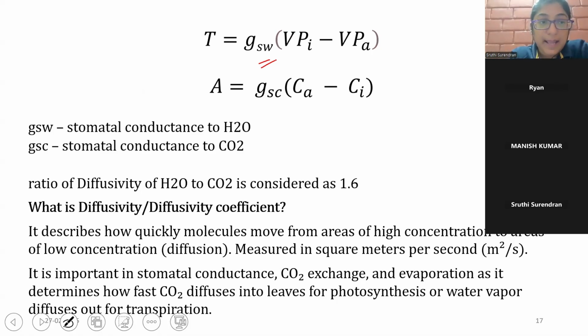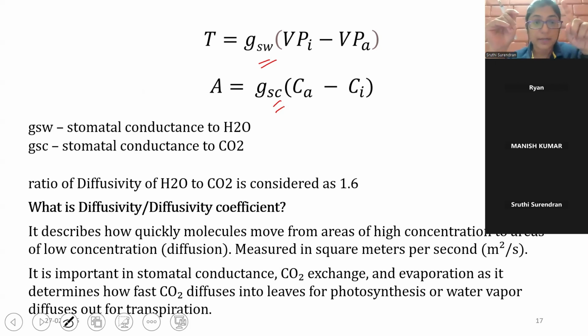water molecules. Here A is the assimilation rate or photosynthetic rate, which is a product of the stomatal conductance to carbon dioxide and the concentration gradient of the carbon dioxide between atmosphere and what is inside the leaf. Now, we know that carbon dioxide molecules are bigger than water molecules. It has a molar mass of 44 grams per mole, and water molecule has only 18 grams per mole. So the rate with which the carbon dioxide will be entering will be different than the rate with which water will be exiting the system.